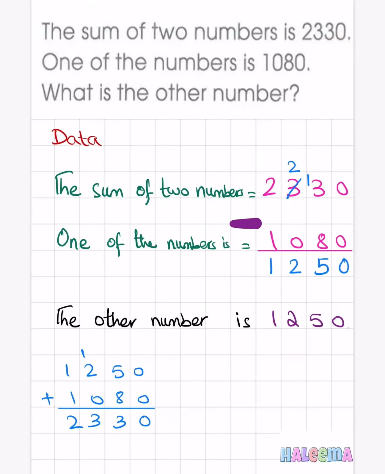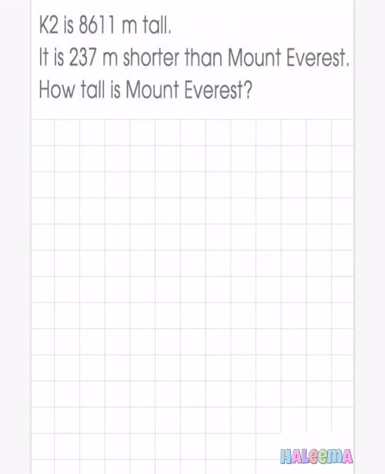Let's have a look at another word problem. It says K2 is 8,611 meters tall. It is 237 meters shorter than Mount Everest. How tall is Mount Everest? This is interesting. Let's solve it out. Remember, first we'll write the data and then let's read the question once again. K2 is 8,611 meters tall. So K2's height is 8,611, right?